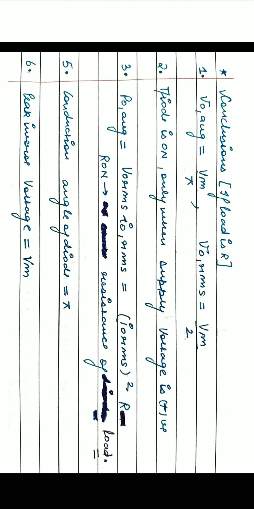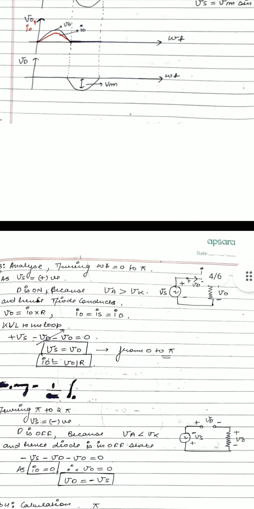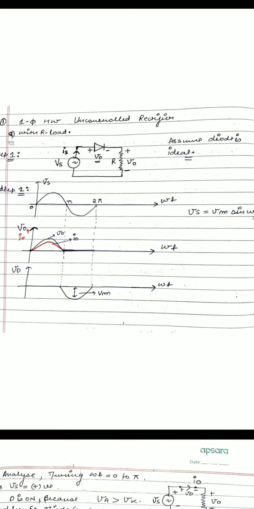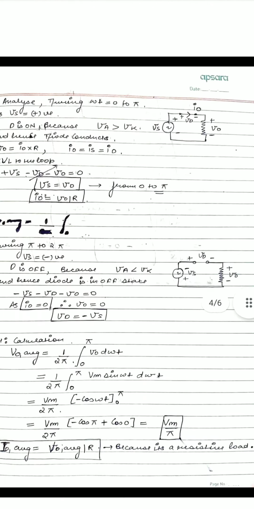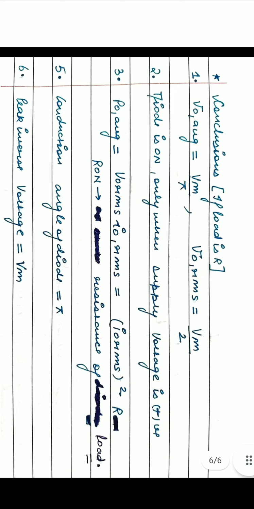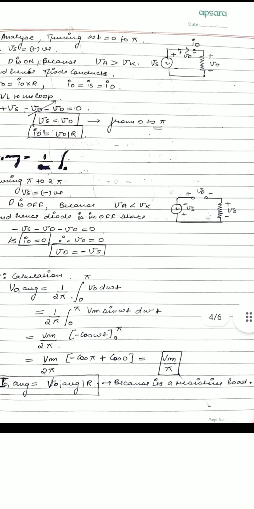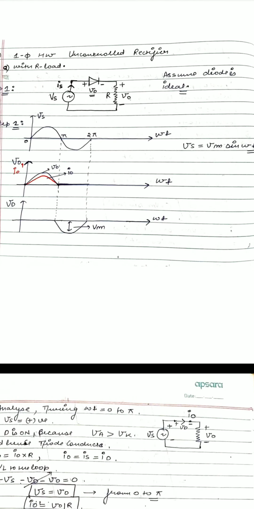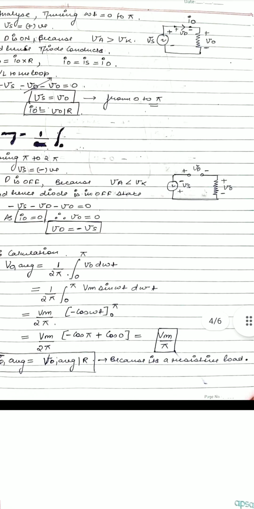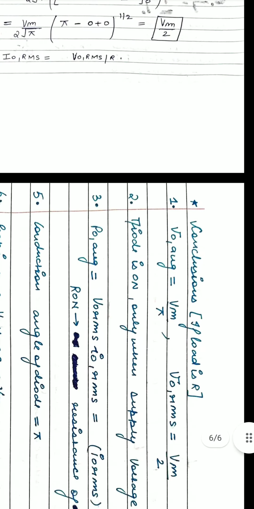Now, what is the conduction angle of the diode? As you can see from the waveform, the diode is in conduction from 0 to pi, and again from 2 pi to 3 pi. So the diode conducts from 0 to pi, that is pi minus 0, which is pi. This is the conduction angle of the diode. If we have to find the conduction time of the diode, we have to divide by omega, because the axis is in omega t and gives us only the angle.